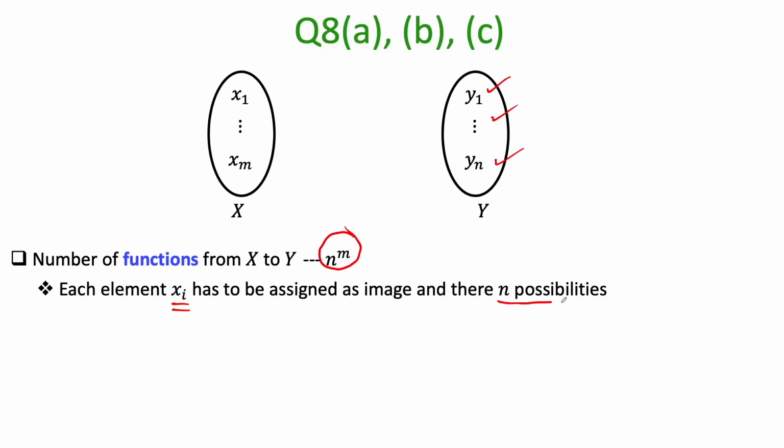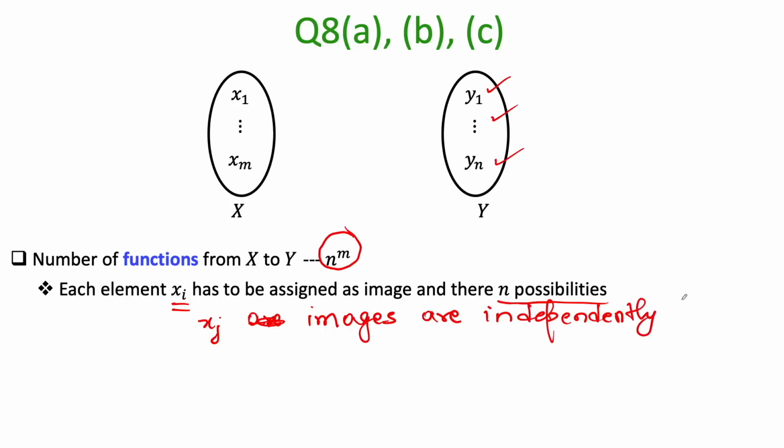So there are n possibilities when it comes to assigning an image for an element xi, and the image for xi and the image for xj are picked independently, right? There is no dependency between the images of xi and the images of xj. That's important here because we are just interested in counting the number of functions.